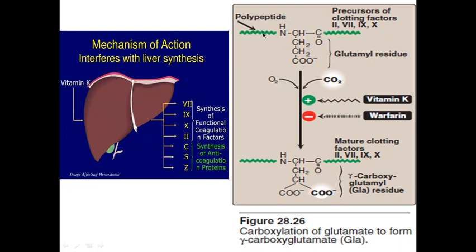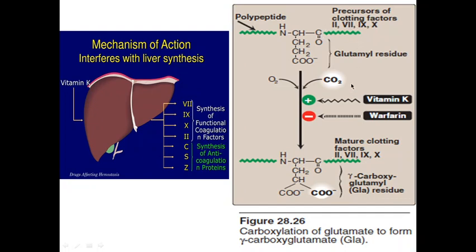Here is the polypeptide chain of the different clotting factors. This is the polypeptide chain, in which there is a glutamic acid residue. The glutamic acid radical has an alpha, beta, and gamma carbon. In the gamma, there is already a carboxyl group. This is the glutamyl residue present in the polypeptide chain of the different clotting factors.